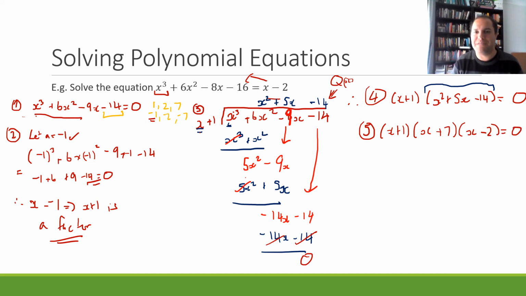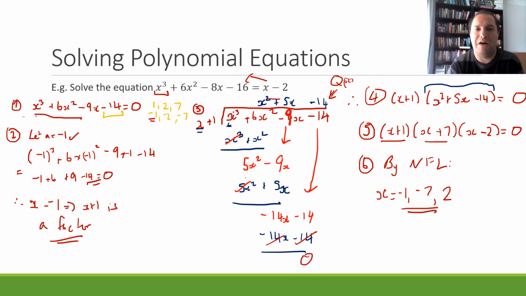And so we've got our factorized form, and now step 6 is we can just solve that using the null factor law. I'm just going to skip some working out here. x can be negative 1 from the first term, x can be negative 7 from the second term, or positive 2 from the last term. And those are all the solutions for our starting equation. If you wanted to check, you could substitute them all in and make sure they all work. I'm confident they do, so I'm not going to. And besides, this video is running longer already. But those are our 6 steps to help us solve our polynomial equation.